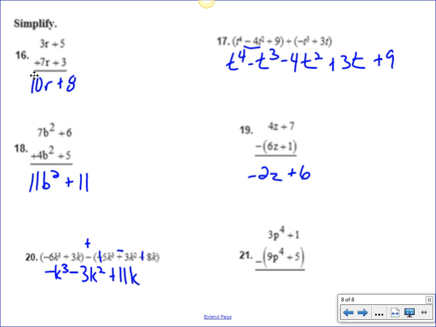Okay, next one, again, if I'm subtracting here, subtracting both of those pieces, so I'd get a negative 6p to the fourth, and I'd get a minus 4.